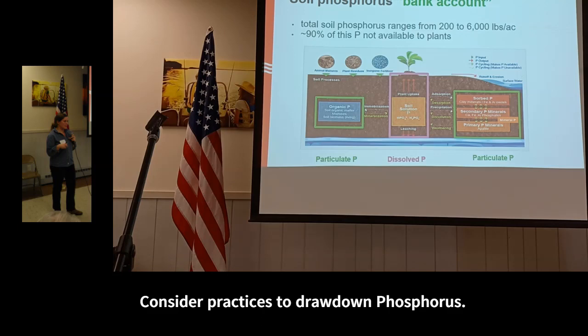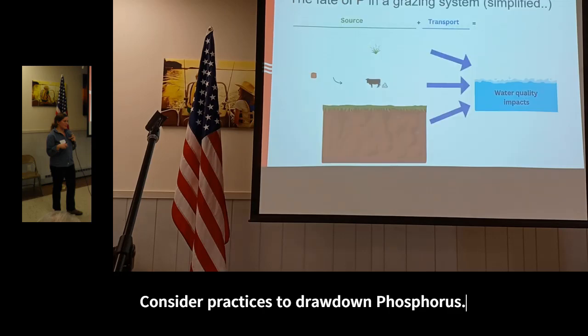So a lot of people like to use the analogy of soil phosphorus as a bank account. Some of those sources might be more like our long-term savings and are really slow to be released, and others maybe are more like a checking account and by different processes will become released. But my main point here is that the bigger this soil phosphorus bank account is, the more it can potentially contribute to losses.